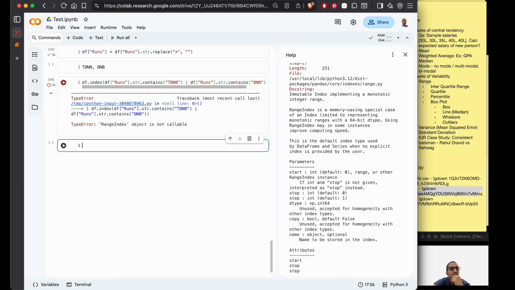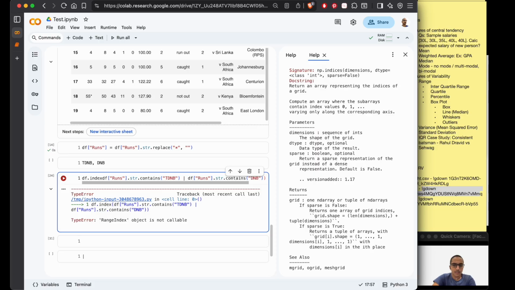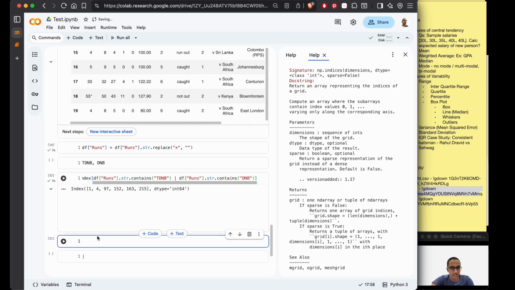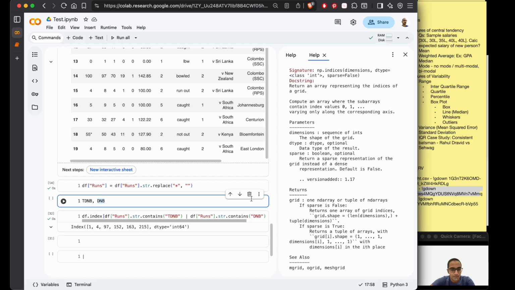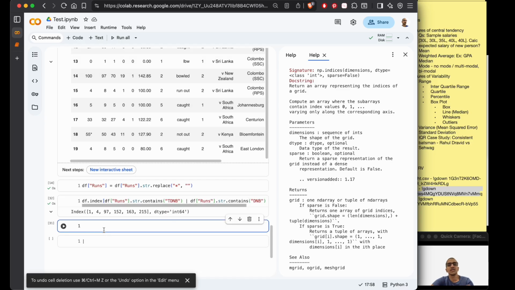Nope. Object is not callable. I think it is square brackets. Yeah, so it is square brackets. So these are the indices where this TDNB and DNB exist. So what we will do is drop the indices, drop the rows with these indices.